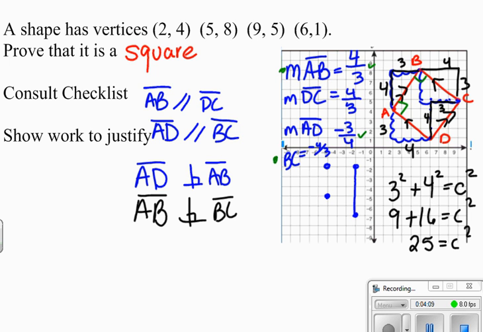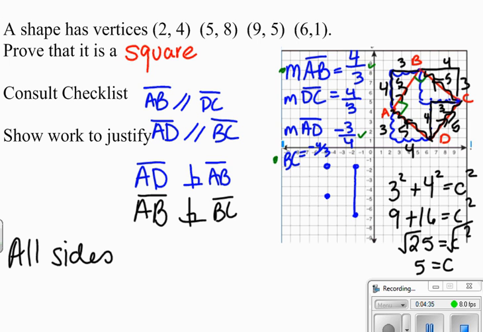I don't want c squared though. I want c all by itself. So I'm going to do the inverse of squaring by taking the square root, and I know that c equals 5. That means the length of each side of this triangle is 5. So from here to here, that distance is 5. The hypotenuse from here to here, that distance is 5. Here to here is 5. Here to here is 5. So I can say all sides are 5. So it is a square.